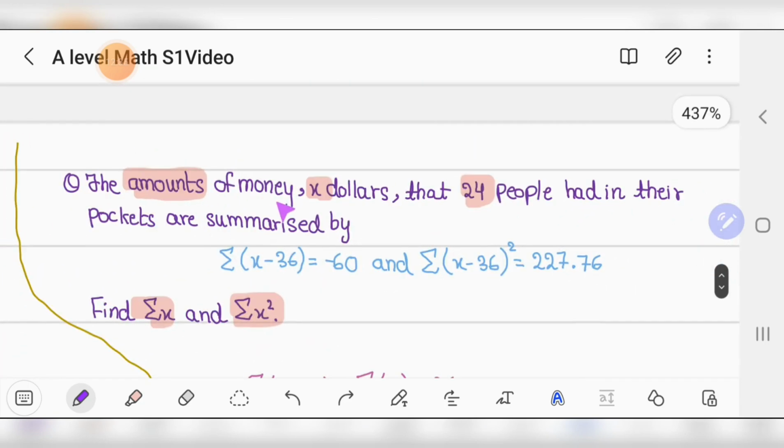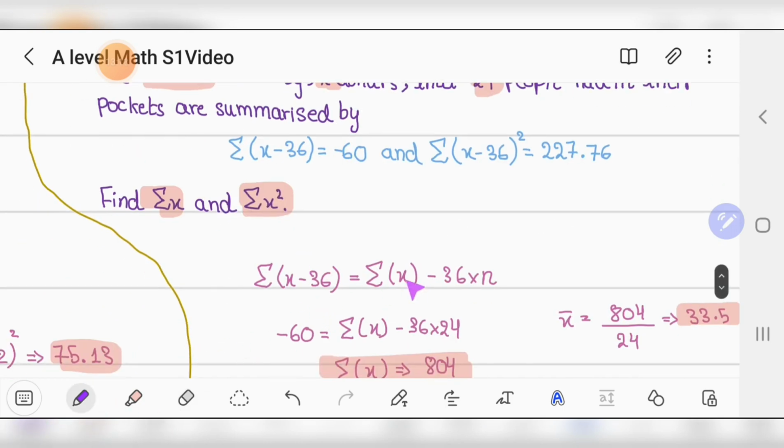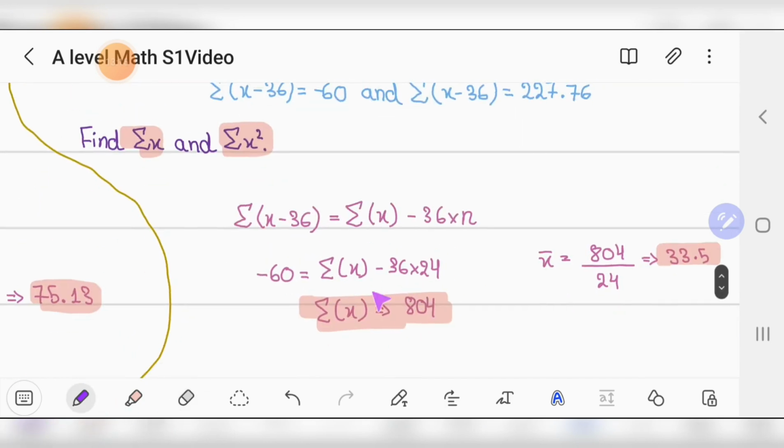Okay, now another question. The question is: the amount of money, x dollars, that 24 people had in their pockets is summarized by this and this. Find Σx and Σx². Okay, in order to find Σx, we'll use the formula, as we all know. The formula is, I just showed you already, Σ(x minus a) and (x minus a) multiplied by n. We need to find this, right? And we already know this, so it's going to be minus 60, and then we know a, which is minus 36, and n is 24, and you will get this sum. It's very easy. So there you go. I've done the same thing as I've just told you, and you got this.